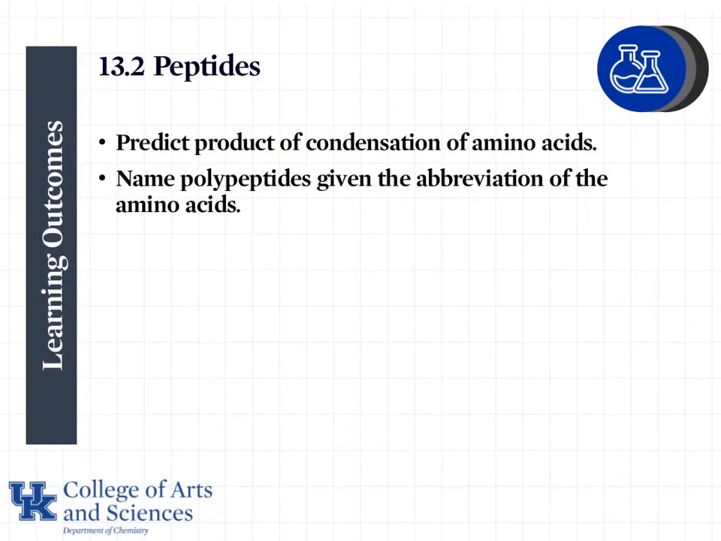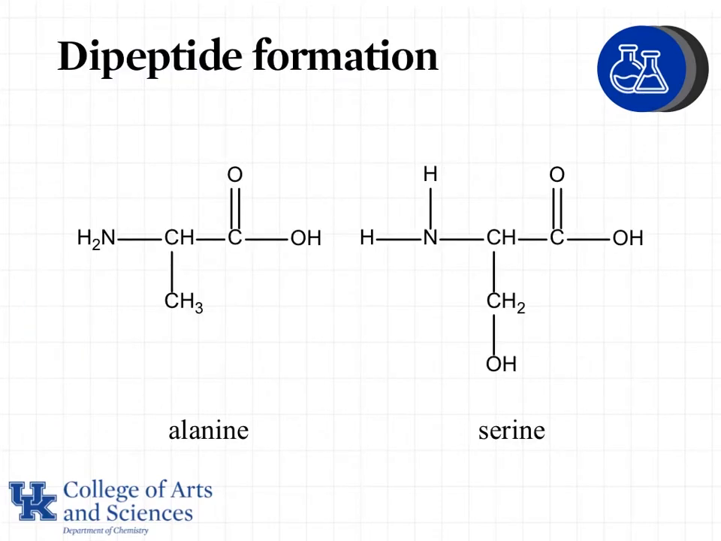In this lesson, we're going to learn to predict the products of the condensation of amino acids, and we're going to look at how we name polypeptides given the abbreviations. We're going to look at the formation of a dipeptide because it's the simplest polypeptide containing only 2 amino acids. We're looking at alanine and serine.